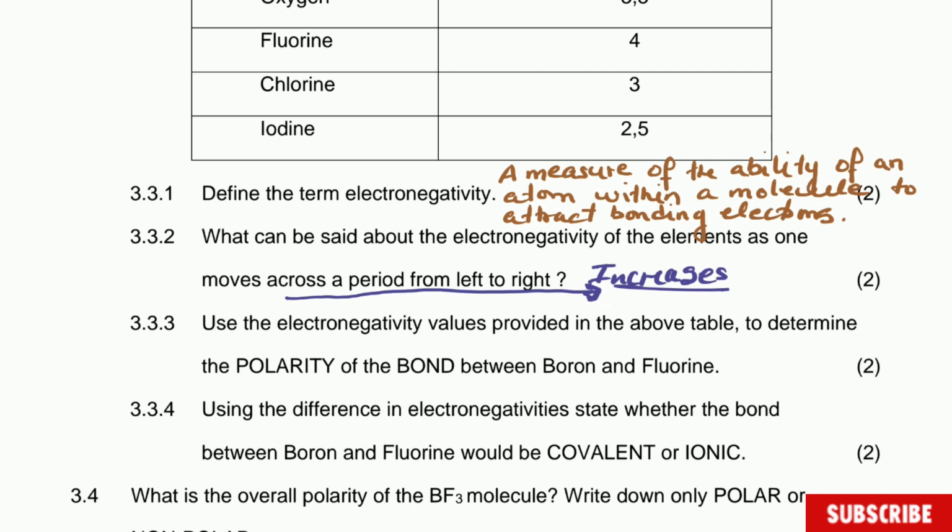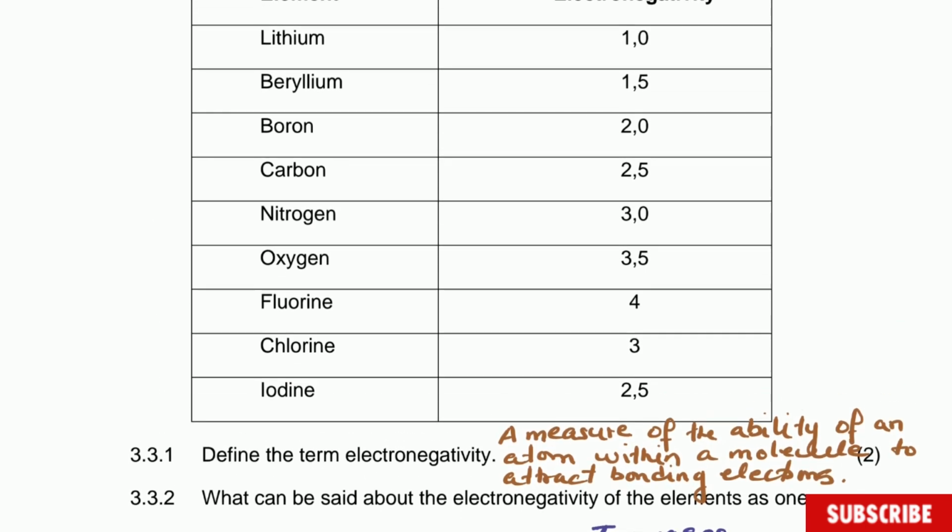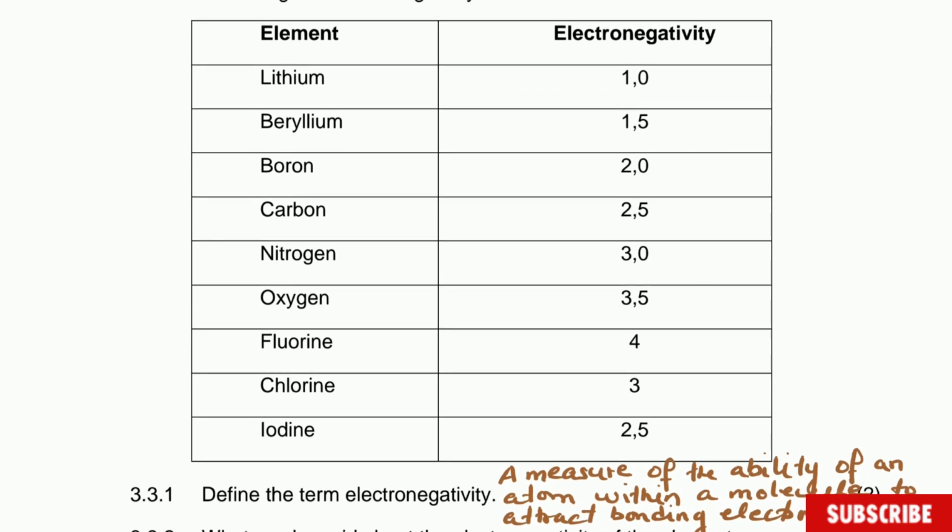Use electronegativity values provided in the table above to determine the polarity of the bond between boron and fluorine. We're working with boron and fluorine there. So here is boron. Let's mark it. And fluorine is there. Okay, so to do that question, the first thing you have to do is to calculate the difference in electronegativity between fluorine and boron, and this one will be equal to 4 minus 2. When you calculate that one, you get 2.